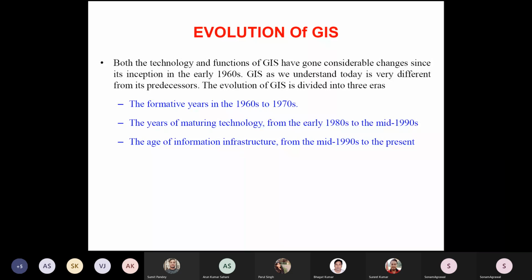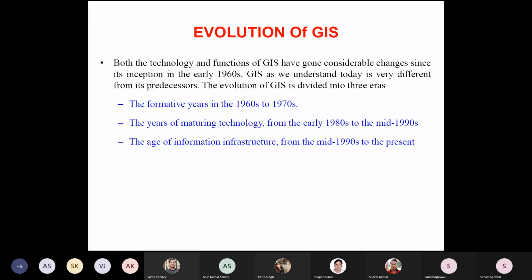You will say, I have taken admission in Geo-Informatics. Then they will ask, what is Geo-Informatics? I haven't heard this term before. So you will say it is something related to GIS and remote sensing. What is GIS? What is remote sensing? They will ask. Then you need to define what GIS is.